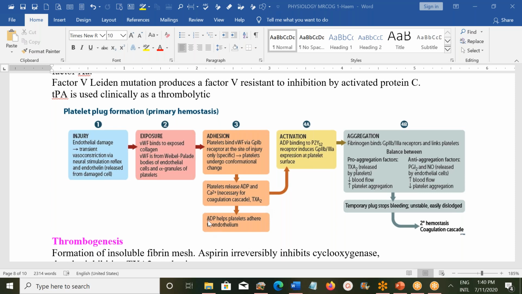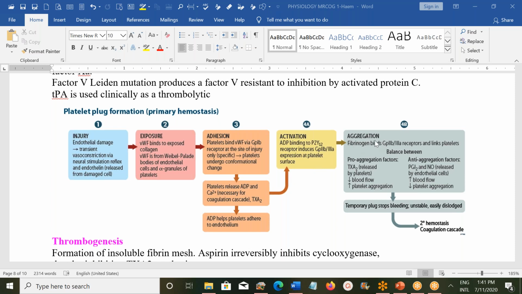So ADP, adenosine diphosphate, will help platelets attach to the endothelium. So by release of ADP in the presence of calcium, there is activation. So what will happen? Platelets are active now. ADP is going to bind to the P2Y12 receptors, and they will induce platelet receptor expression at the platelet surface. These receptors are the GP2B and 3A. These receptors are exposed on the surface of the platelet.